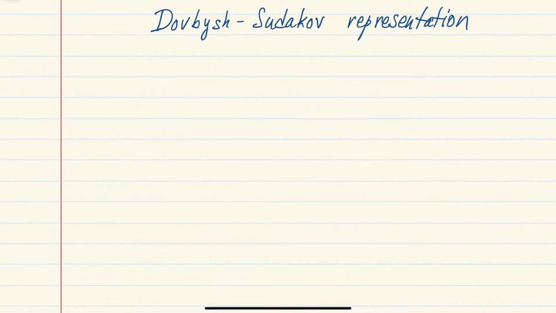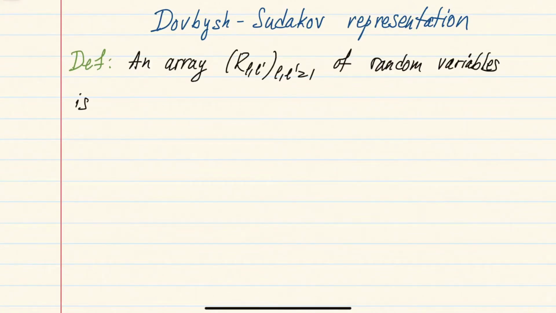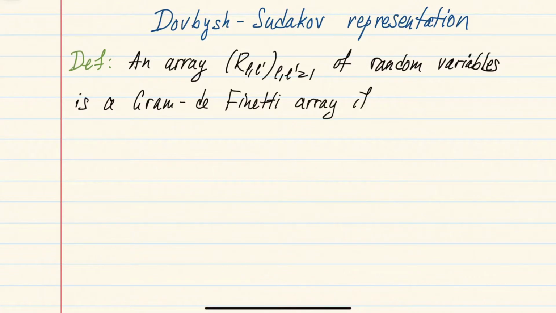In this section, we will discuss another representation for exchangeable arrays, the so-called Dovbysh-Sudakov representation for gram-definite arrays. Let me start with the definition. We say that an infinite two-dimensional array of random variables is a gram-definite array if the following three conditions hold.